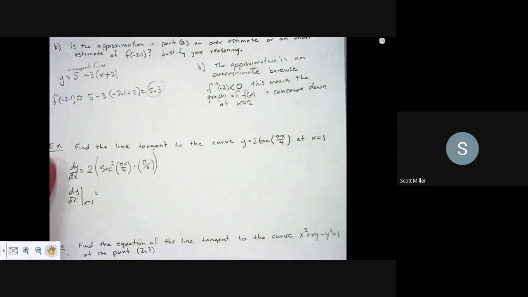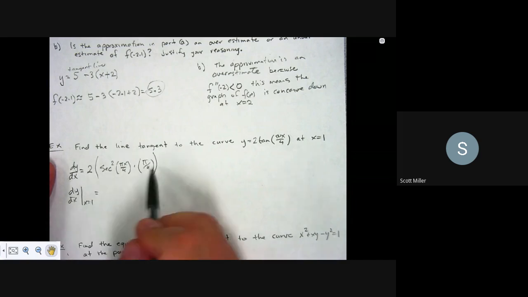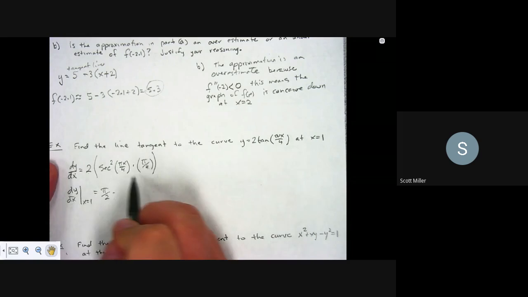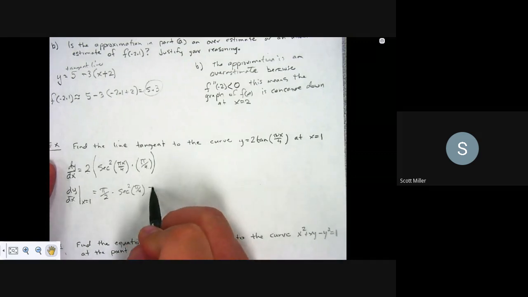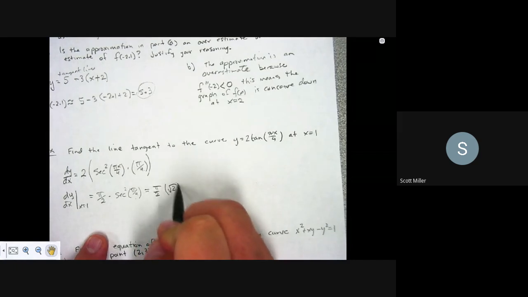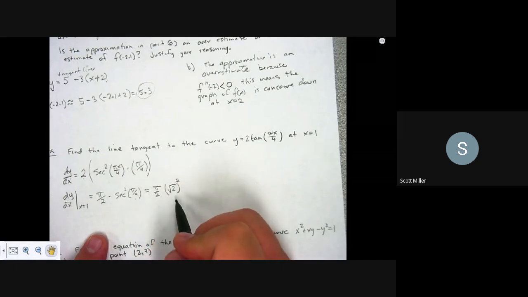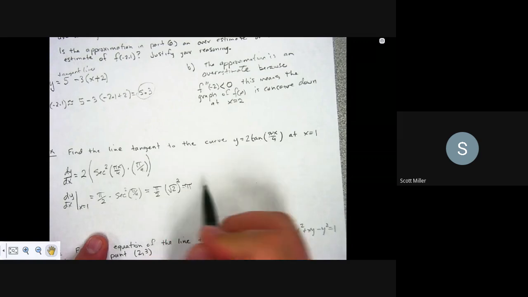I need to take this derivative and evaluate it when x equals 1. So I want to find the value at 1. So just take this right here and multiply it to the 2, gives me a pi over 2. And then times the secant, plugging in 1 here, will be the secant squared of pi over 4. Okay, the secant of pi over 4, this is a squared, so we look at the squared outside this. So the secant of pi over 4 is the square root of 2. So this becomes pi over 2, the square root of 2 squared, because it's secant squared. And so this whole thing just becomes pi. So my slope is pi.